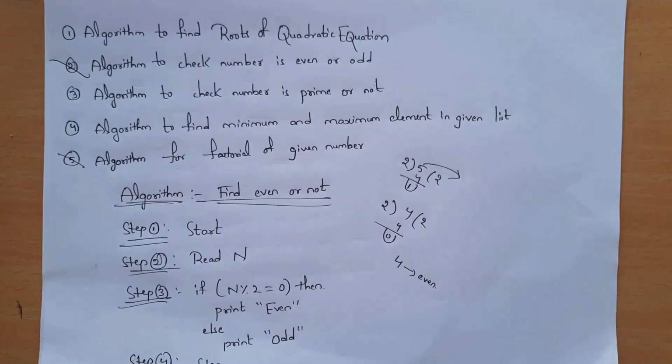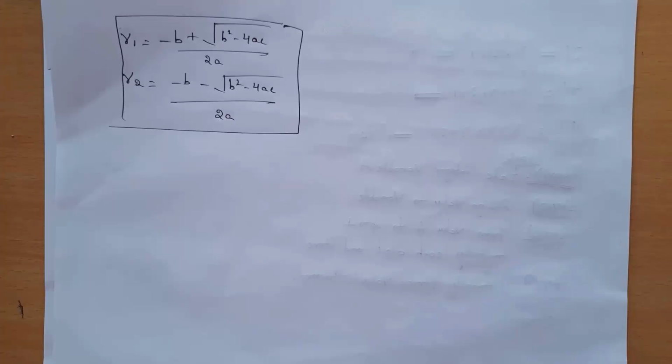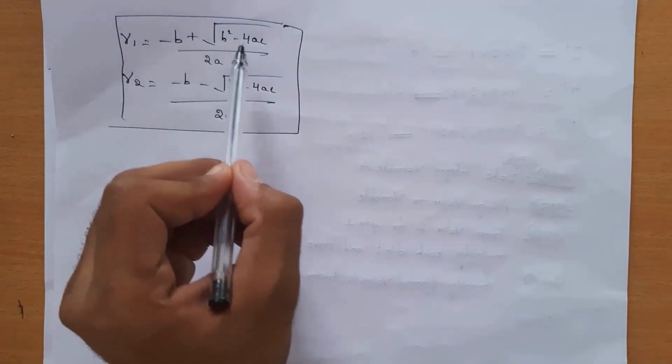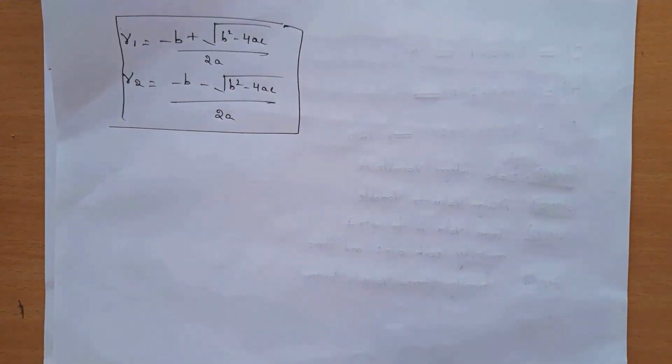I will explain algorithm to find roots of quadratic equation. These are the formulas to find roots of quadratic equation. That is R1 equal to minus b plus under root of b square minus 4ac by 2a. And similarly, R2 is equal to minus b minus under root of b square minus 4ac by 2a. These are the two formulas that you need to remember in order to find roots of quadratic equation. Now I will write algorithm for this.